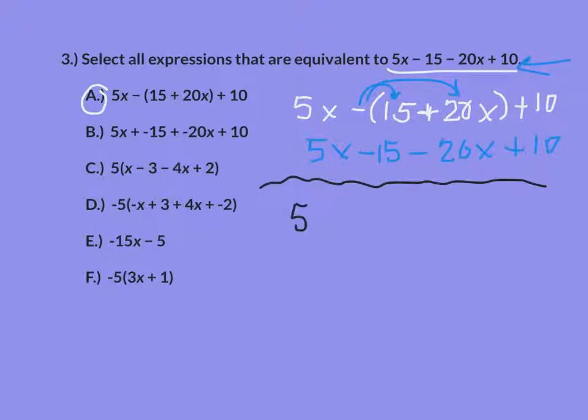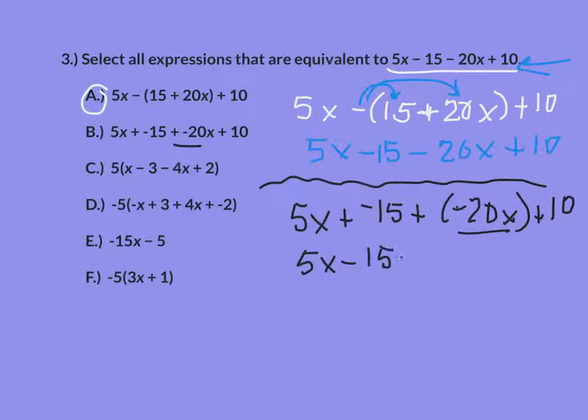B says 5x plus negative 15 plus negative 20x plus 10. Well, this one, if I look at it, I went ahead and put this in parentheses even though it wasn't. You know that that's the same thing. So plus and minus, of course, is just a plain old minus. So that would give me 5x minus 15 minus 20x plus 10, which is exactly, again, our original that we wanted it to be. So this one also works.